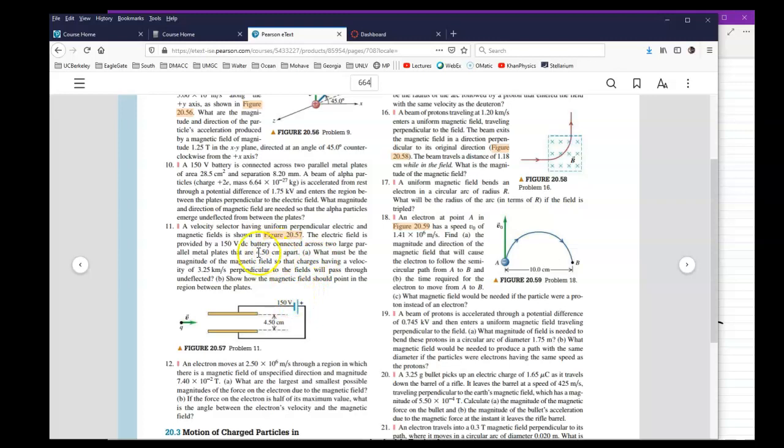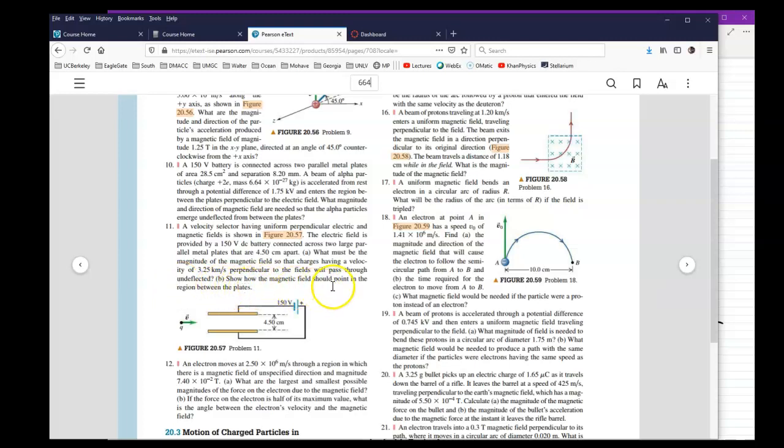There it is right here. Connected across 2 large metal plates that are 4.5 centimeter apart. What must be the magnitude of the magnetic field so that the charges having a velocity of 3.25 kilometer per second perpendicular to the field will pass through undeflected? Okay, sounds like a really tough problem, doesn't it?